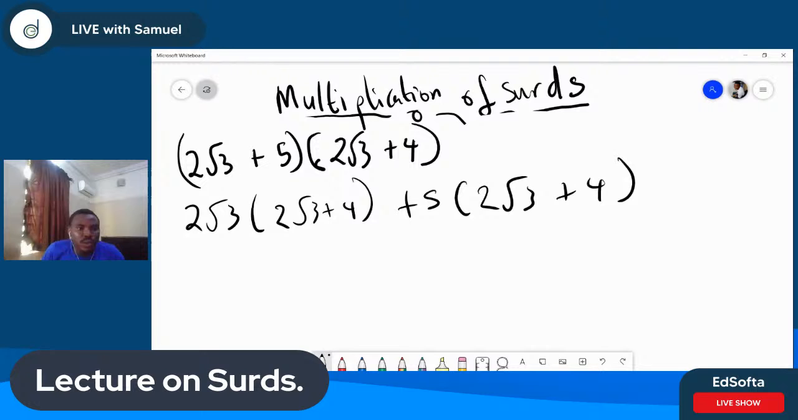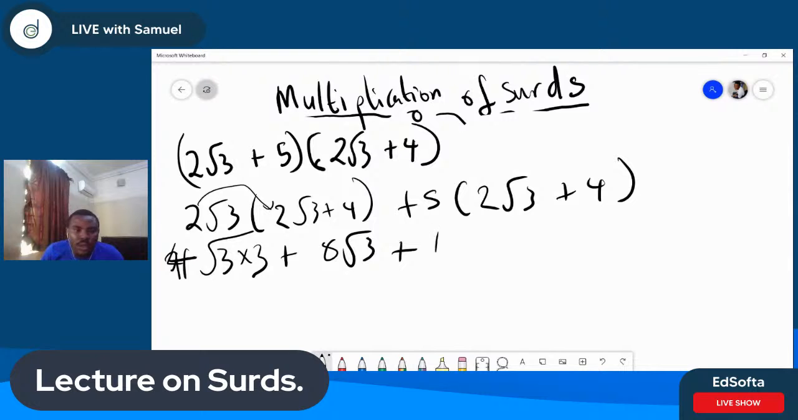So 2 root 3 times 2 root 3 is 2 times 2, that's 4, times 3 times 3 plus 2 root 3 times 4 will be 8 root 3, plus 5 times 2 root 3, that will be 10 root 3, plus 20. This will be 4 times 3, because root 3 times root 3 is 3.